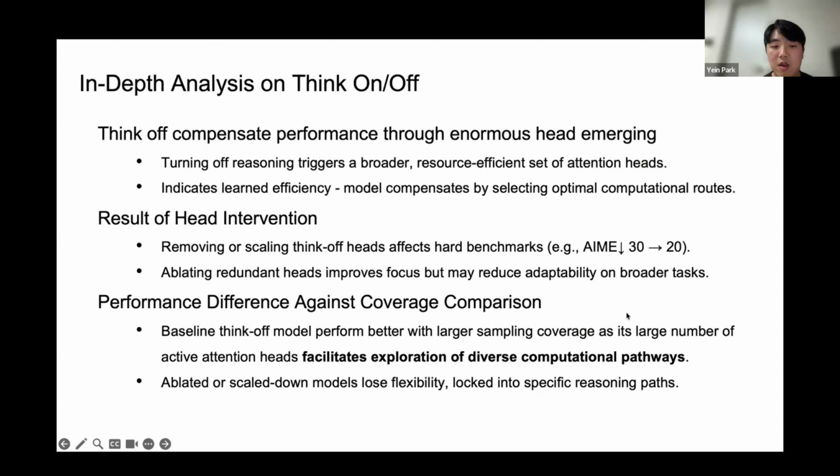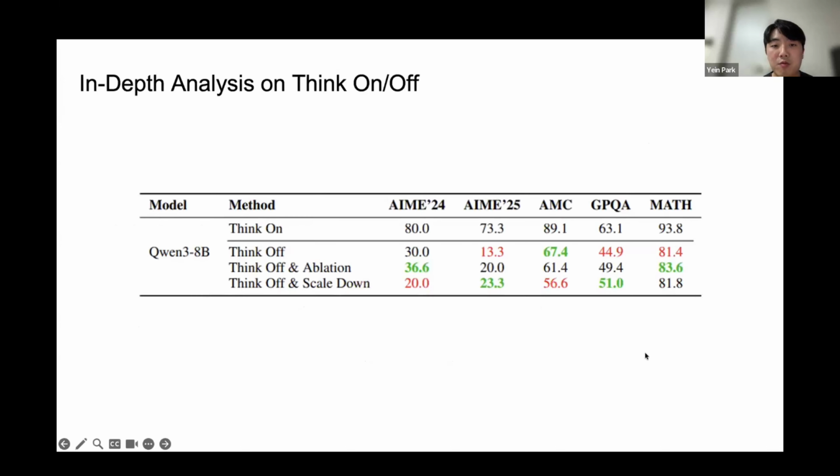Also, updating those heads or scaling down makes models lose flexibility, locked into specific paths, which means that when we update those heads in think-off, some of the performance is even increased. So this means some redundant attention heads exist in this thinking-off circuit.